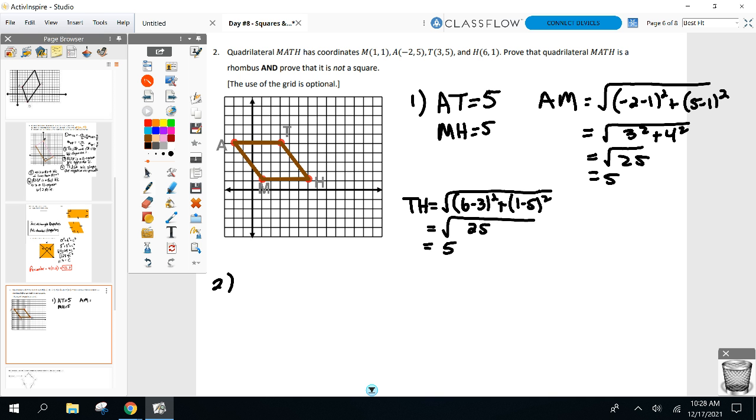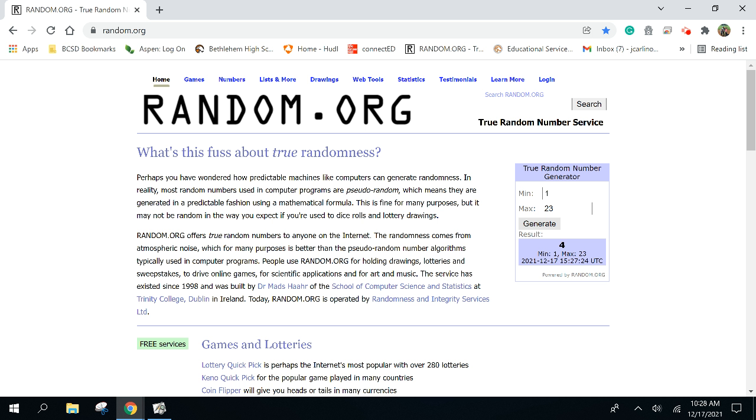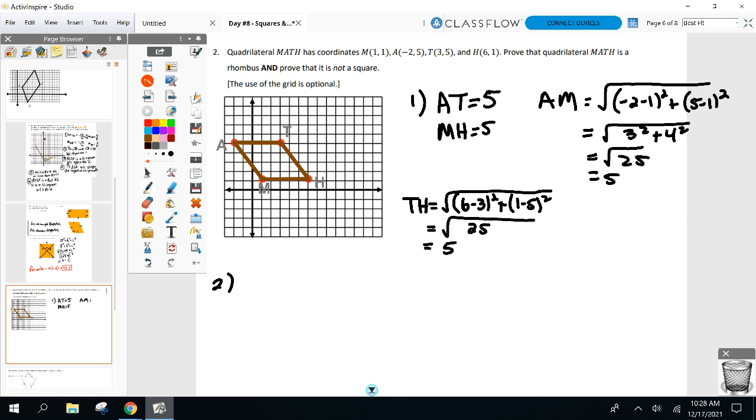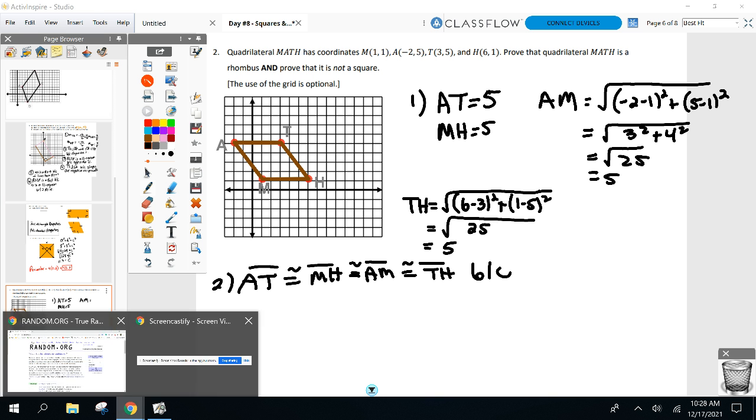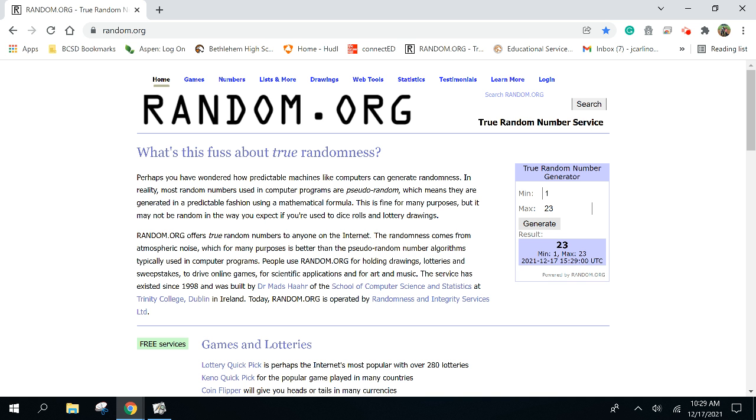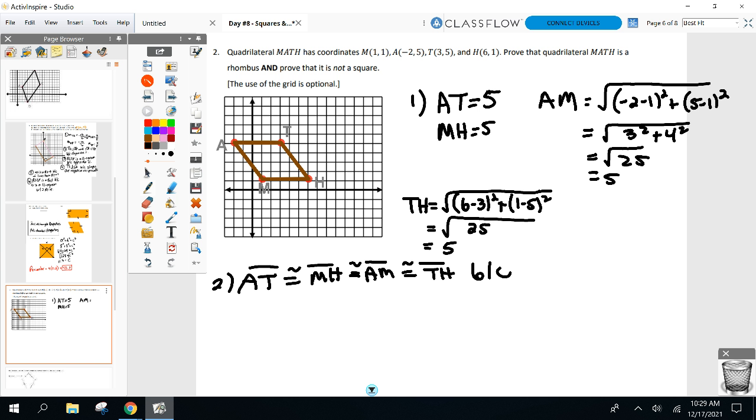Let me know. What did you just learn about your sides? It's not a rhombus yet. What did we just learn about the sides? All right. So tell me, AT is congruent to MH. And AM is congruent to TH. How do I know all the sides are equal? What did we just do up here to make all sides equal?